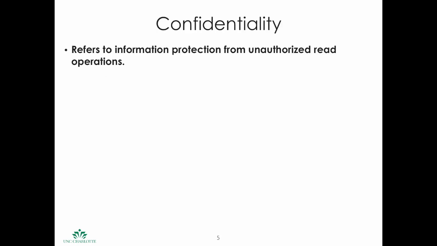So let's first look at confidentiality. Confidentiality refers to information protection from unauthorized read operations. It is a necessary component of privacy and refers to our ability to protect our data from those who are not authorized to view it.